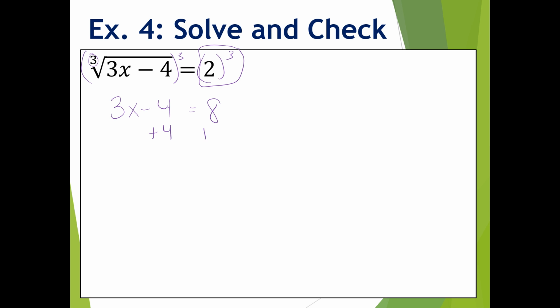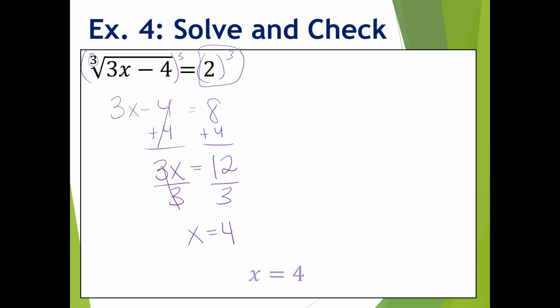So now we're going to add 4 to both sides. 3x equals 12. Divided by 3, x equals 4. So x does equal 4. If you check that, it does come out right. Again, you don't have to be as concerned with checking if it's an odd power, like a cube. But if you want to turn in a quiz or a test and be 100% sure that you're right, then checking is the way to do that.